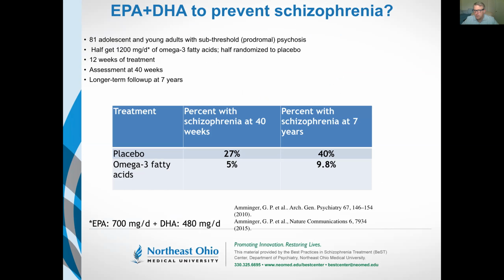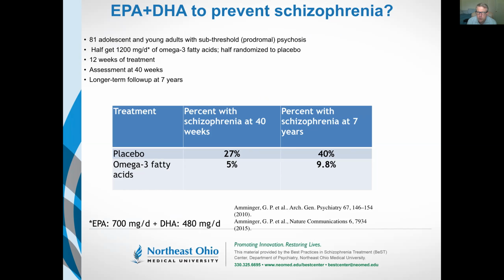So let's talk about EPA specifically for schizophrenia. This is a very interesting study that came out in 2010 and had a follow-up in 2015. They took 80 prodromal youth. So they were seen as having attenuated psychotic symptoms. Half of the group was given omega-3 fatty acids, half of the group was given placebo. The table shows you at 40 weeks assessment, 27% of the placebo group had converted to a diagnosis of schizophrenia. Only 5% of the fatty acid treated group had converted to a schizophrenia diagnosis.